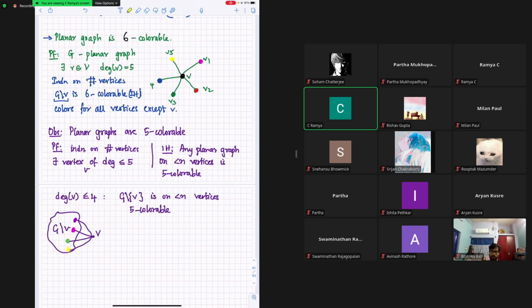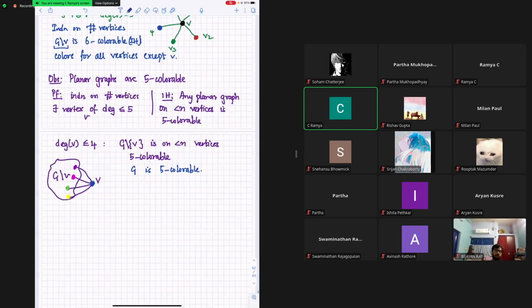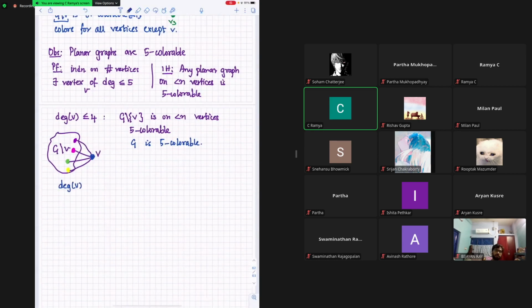Now you can give some other color to V. Let's say blue. And the graph is still 5-colorable. So G is 5-colorable. So whenever the degree of the vertex V is less than or equal to 4, this is fine. So the only case we need to consider is when the degree of V is 5. Is this clear? Like this case?